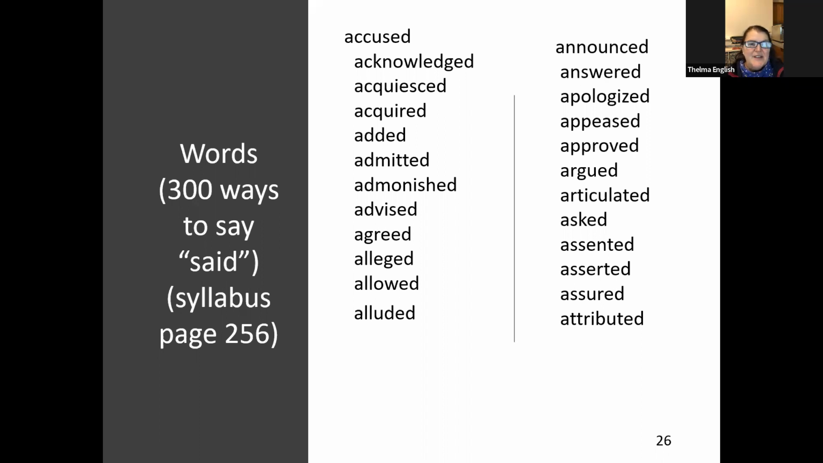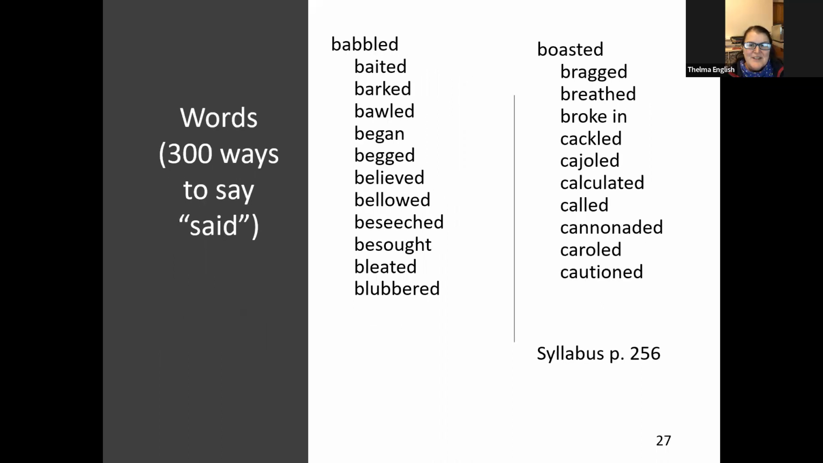Instead of he said to the woman, he accused the woman, he acknowledged the woman, he acquiesced the woman, he acquired the woman, he added the woman, he admitted the woman, he admonished the woman, he advised the woman, he agreed, he alleged, he allowed, he alluded, he announced, he answered, he apologized, he appeased, he approved, he argued, he articulated, he asked, he assented, he asserted, he assured, he attributed, rather than saying said.